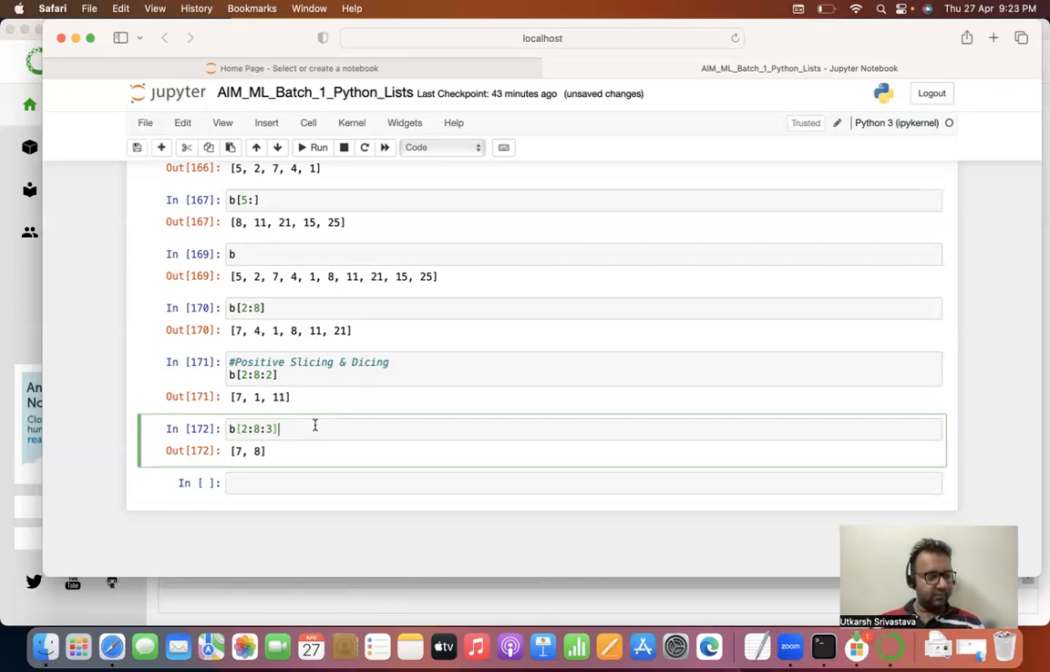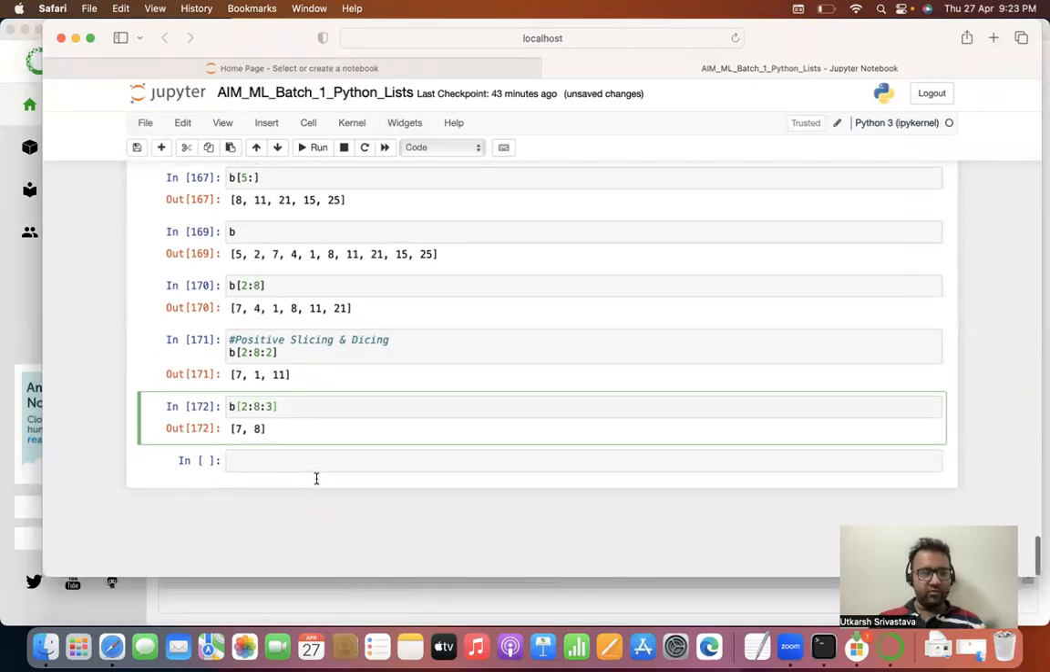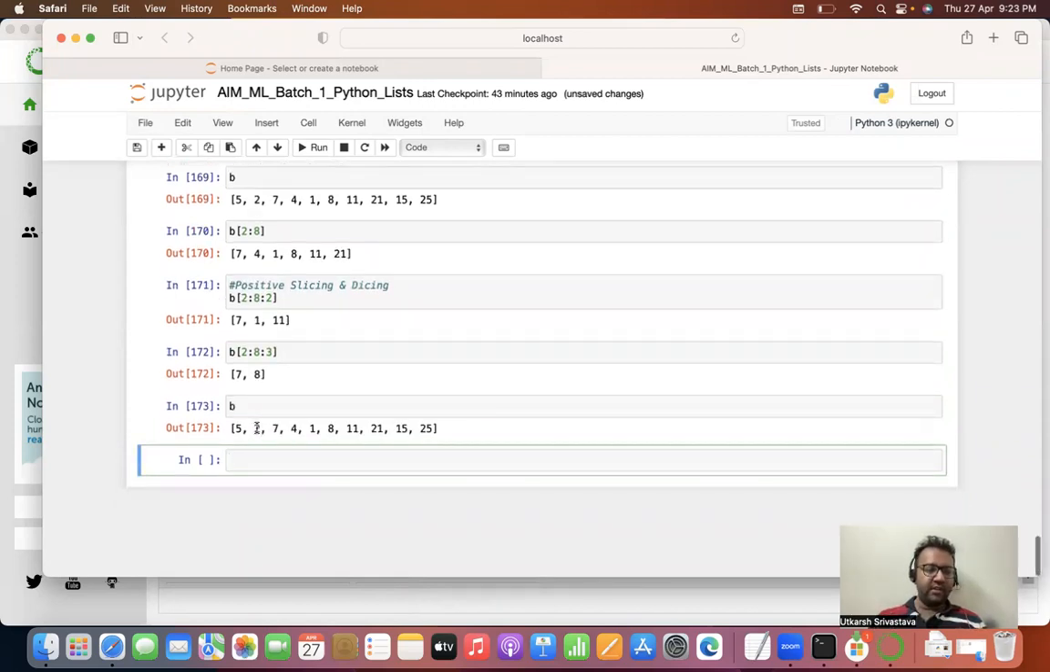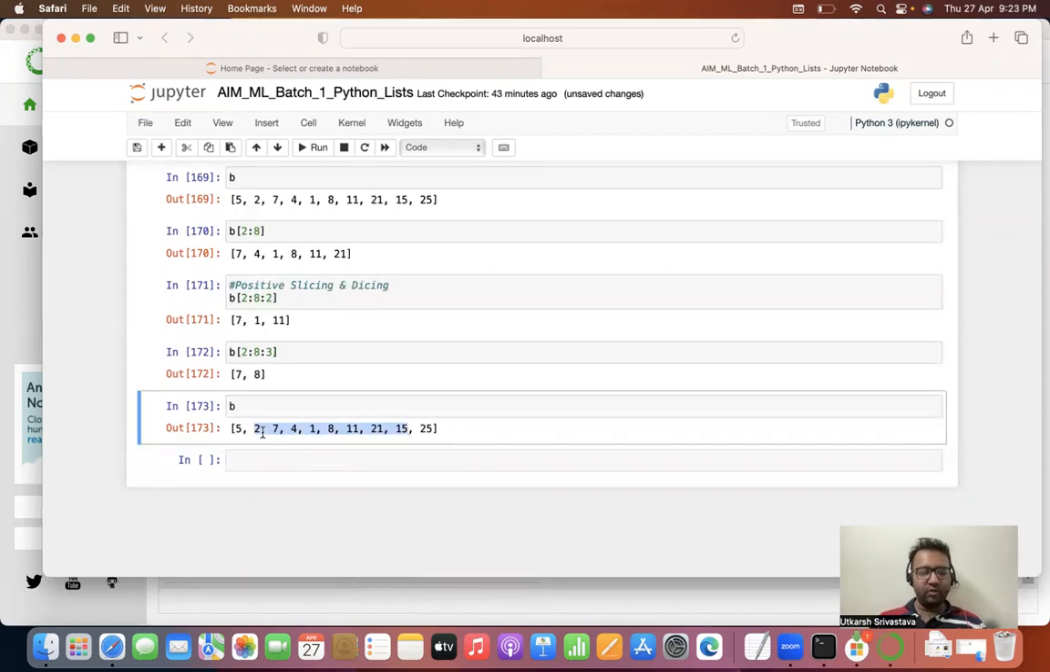We will take two more examples here. Let us take B. Let's say out of this sample, 2, 7, 4, 1, 8, 11, 21, 15, we want only three samples, and those are 2, 1, and 21.